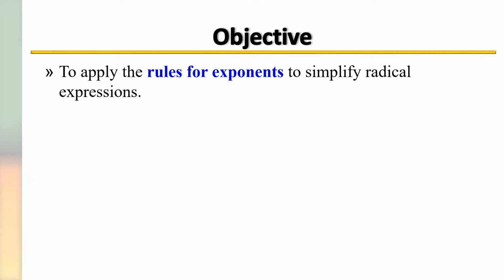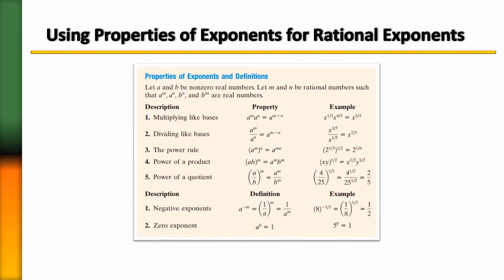In this lesson, we're going to apply the rules for exponents to simplify radical expressions. So recall the rules, the properties of exponents. When you notice the base is the same and they're being multiplied like bases, keep the base and add the exponents. If the base is the same and you have it in fraction form, that's a form of division, so you would keep the base and subtract the exponents.